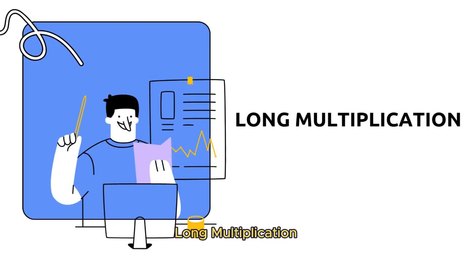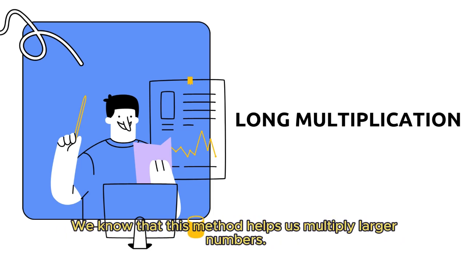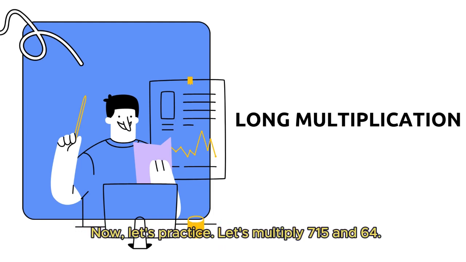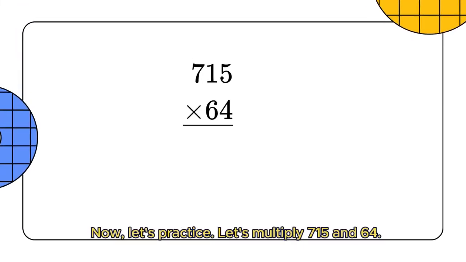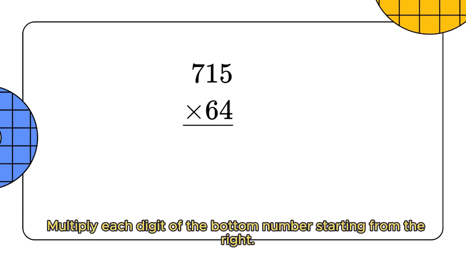Long multiplication. We already learned long multiplication in our last video. We know that this method helps us multiply larger numbers. Now let's practice. Let's multiply 715 and 64. First, write in columns and align them by place value. Multiply each digit of the bottom number starting from the right.